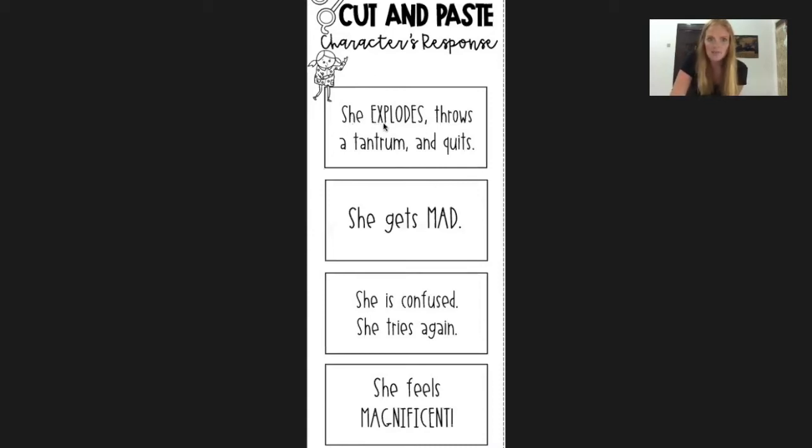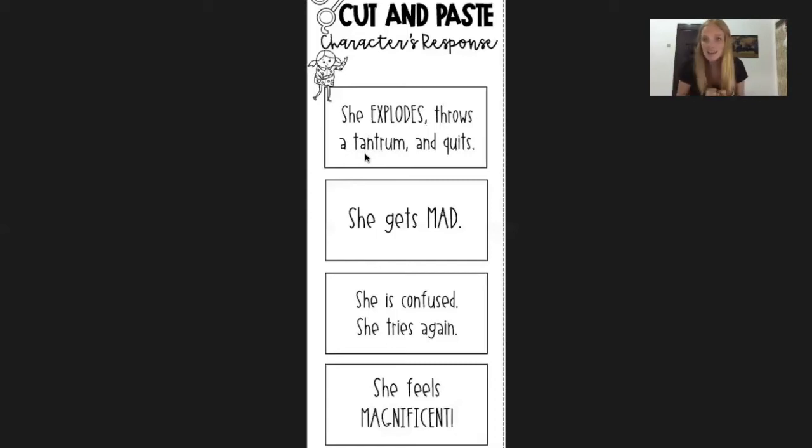All right, let's read the first one. She explodes, throws a tantrum, and quits. So there's a couple big words here. The first one is explodes. I want you to think of like a bomb or a volcano. It explodes, boom, really big. So remember, she explodes. She wasn't just mad. She was really, really, really mad. That's explodes.